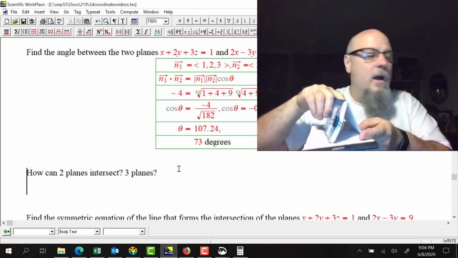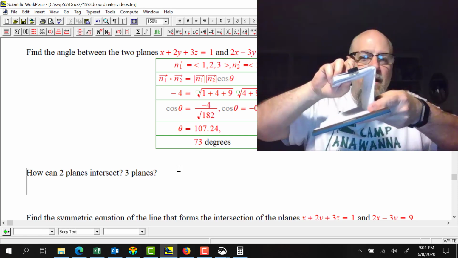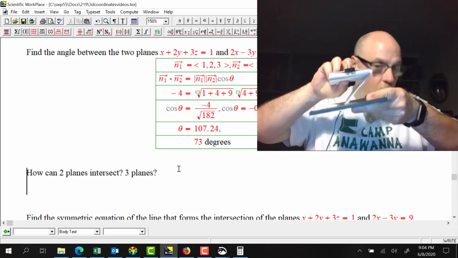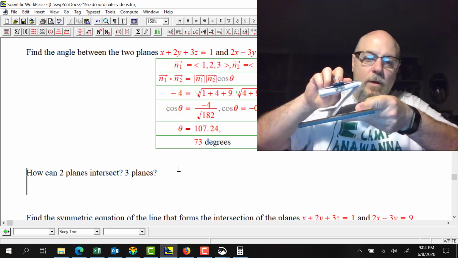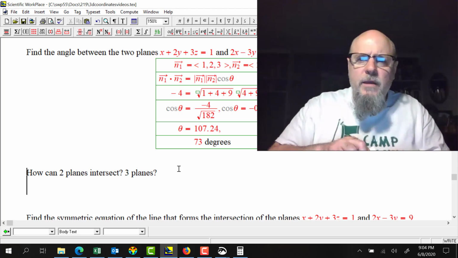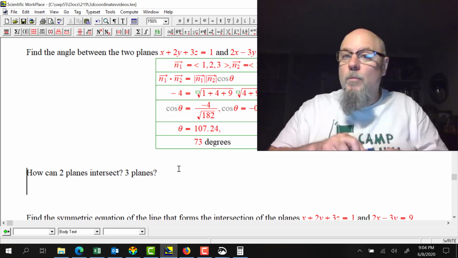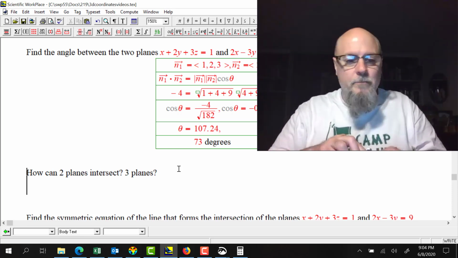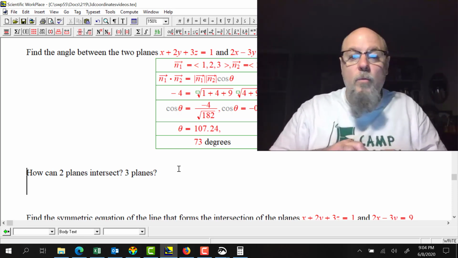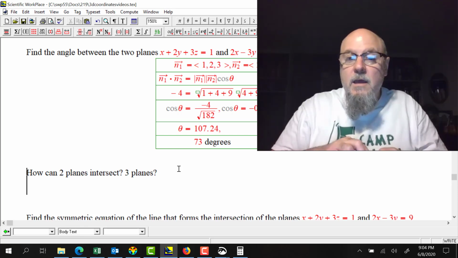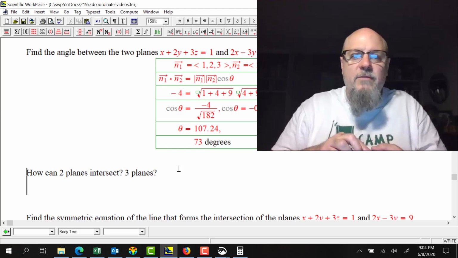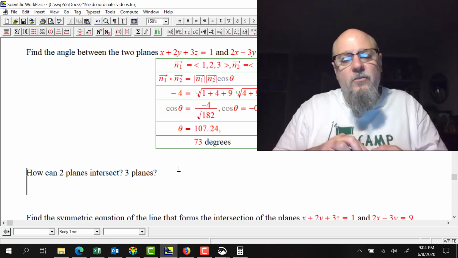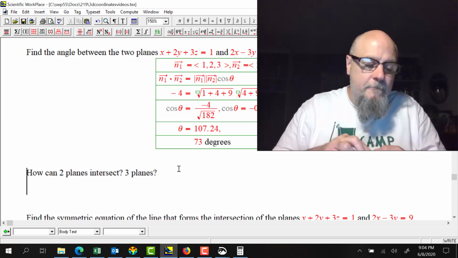You could even have two planes that are parallel and one that's not parallel, but there's no one intersection point. How can I tell if two planes are parallel? Their normal vectors will be parallel. So you can look at the normal vectors of a scalar plane, the A and the B and the C. If they have parallel normal vectors, then they must be parallel planes.